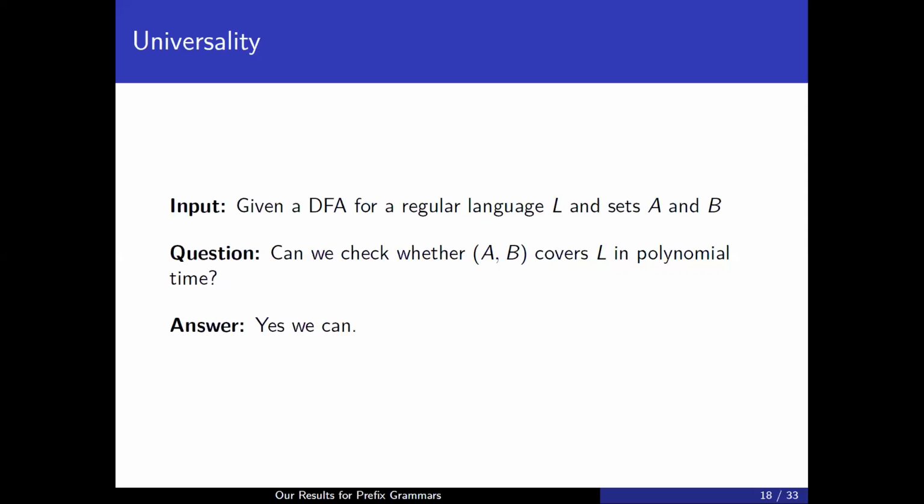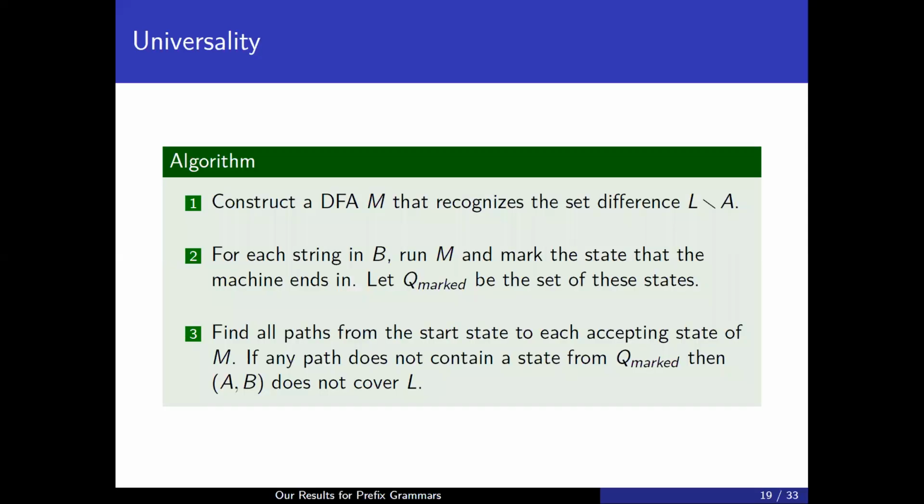Let's look at the algorithm that allows us to do this. We'll start off by constructing a DFA M that recognizes the set difference of L and our set A. Then for every string in B, we're going to run the machine and keep track of the states that the machine ends in. We'll call these Q-marked. Then we're going to search for all paths from the start state to all of the accepting states. If we find any path that does not contain a state from our Q-marked, then A and B do not cover L. Otherwise, we know that A and B do cover L.